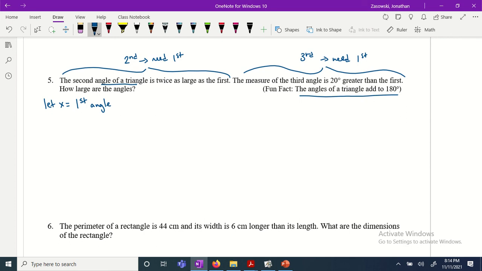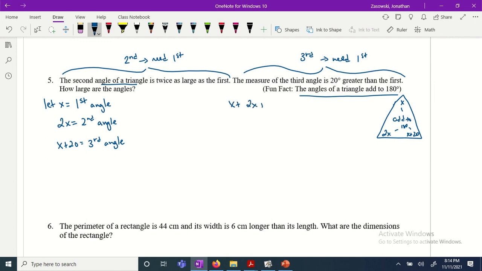We know that the second angle is twice as large as the first. So what should that be? Good. So 2x is the second angle, and then what's the third? Good, 20 greater, so x plus 20. And now we can make our equation. Okay, so remember, in the triangle, okay, we have x, 2x, and x plus 20. Now I just drew any triangle. Obviously, this isn't drawn to scale, but remember, all the angles of a triangle are going to add to 180. Okay, so that's our equation. So x plus 2x plus x plus 20 is equal to 180.